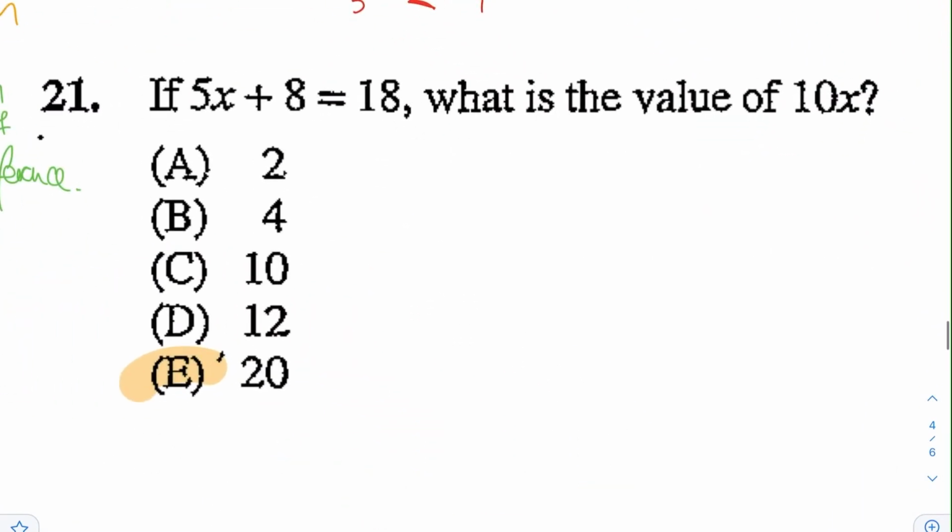Next for number 21, if 5x plus 8 is equal to 18, what's the value of 10x? So here, first thing you got to do is subtract 8 on both sides. So you have 5x is equal to 10. Now, you don't need to solve for x because you want to solve for 10x. So just double each side. And you get 10x is equal to 20.